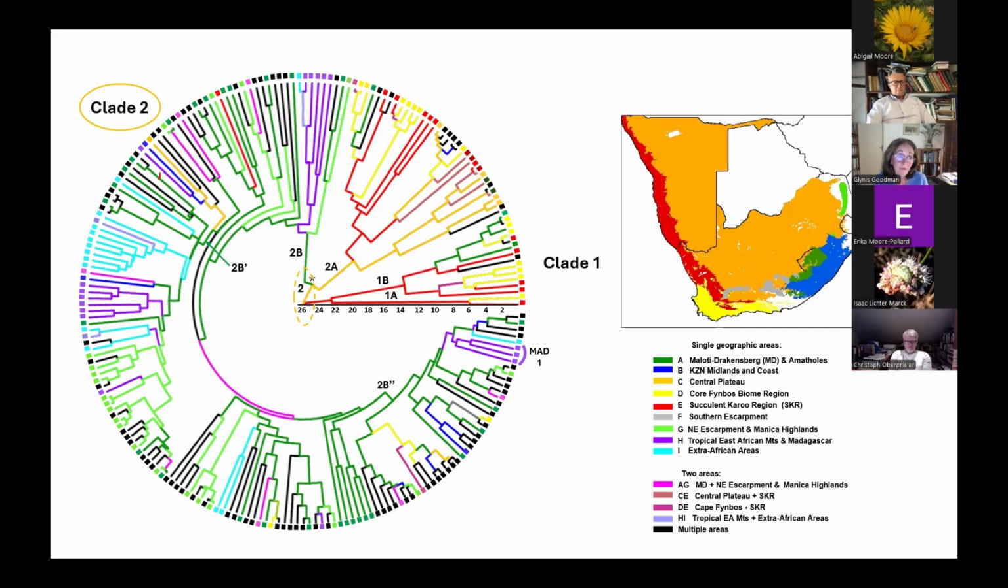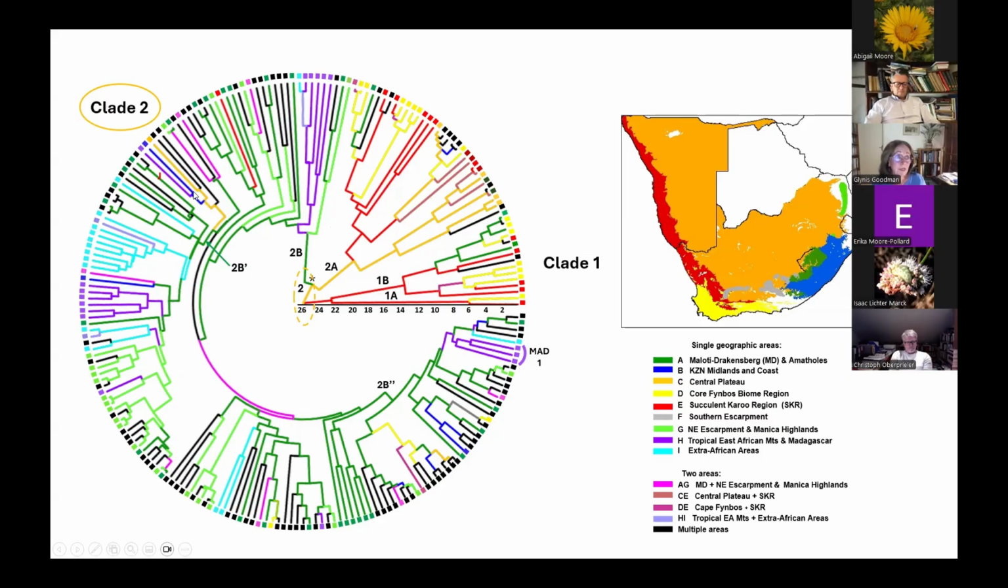Okay, so that was clade 1. If we go to clade 2, you can see immediately that there have been dispersals into many, many places. But I want you to notice at the root of it is a green branch. So it implies that they came via the Drakensberg, the Maloti-Drakensberg. The lighter green is going up into the northeastern escarpment and the Manica highlands of Zimbabwe. The purple is the tropical East African mountains and/or Madagascar, and you can see a number of areas where that has happened.